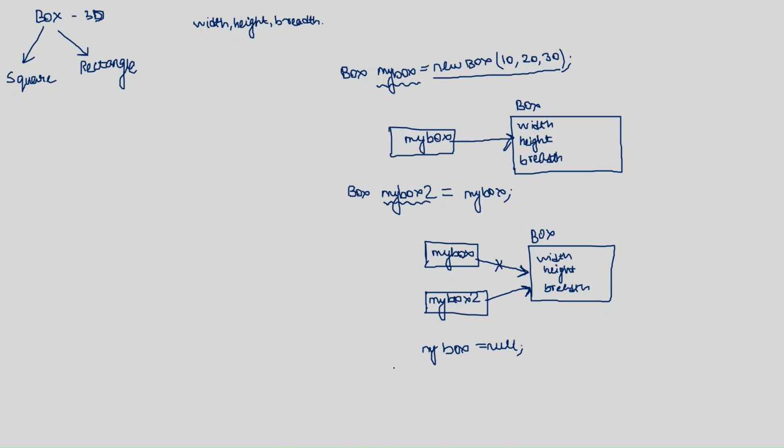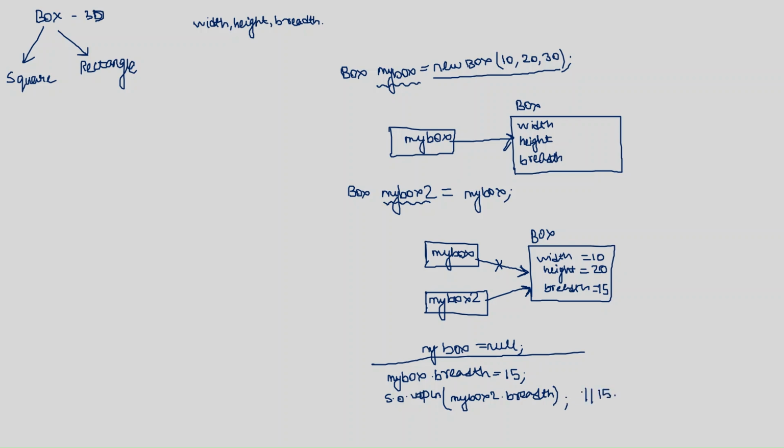But let's say that I want to change the breadth of the box for the first instance, that is myBox. What I would do is write myBox.breadth is equals, and I'll assign a new breadth value to it, and that will be 15. Okay. Now when I do this, the breadth value here changes to 15. The height remains the same, width also remains the same. And now if you try to print the breadth of myBox2, you would get a value of 15.